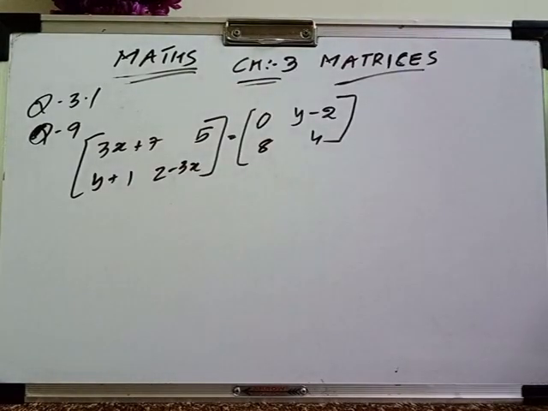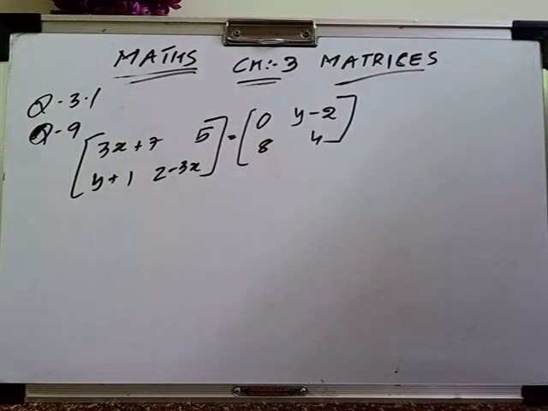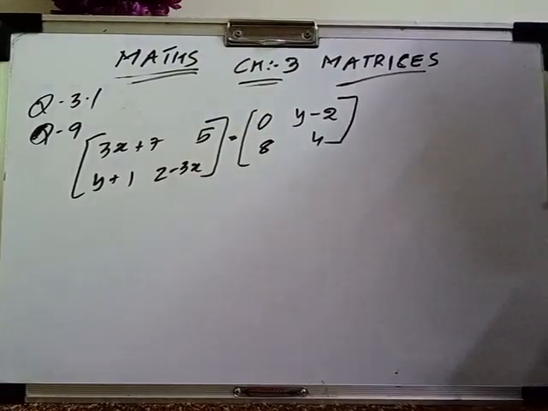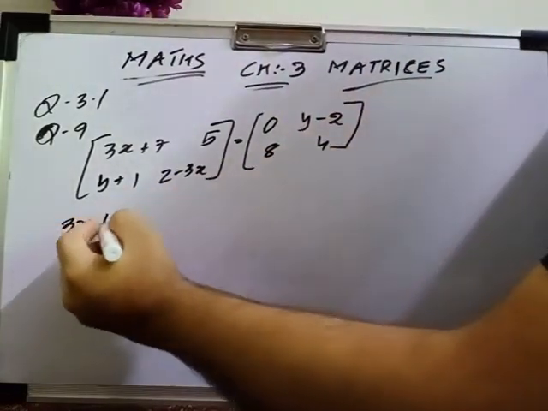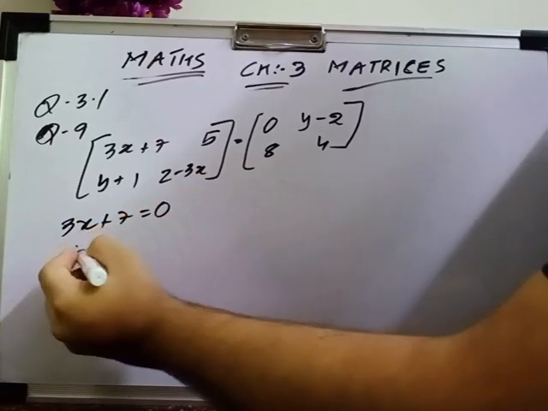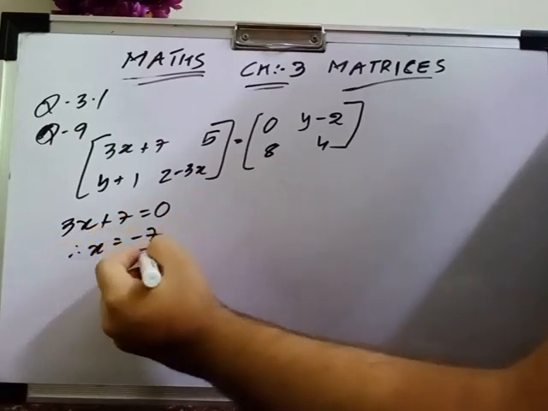Let's try to understand the 9th MCQ. Here we are given two matrices and it is said that these two matrices are equal. That's why we are taking an equal to sign in between them. I will compare the left hand side matrix and right hand side matrix. So I will have 3x plus 7 is equal to 0. I will have x is equal to minus 7 by 3.